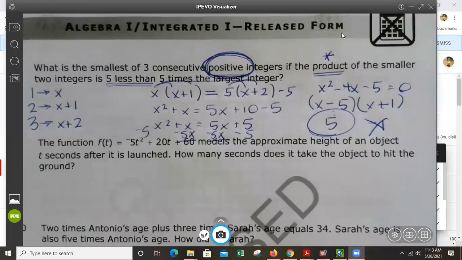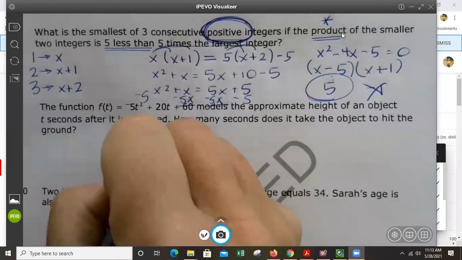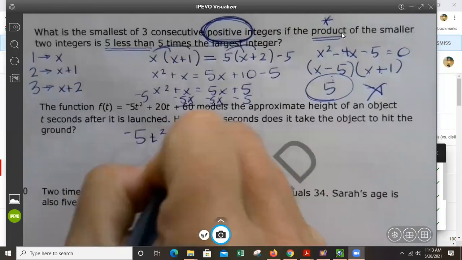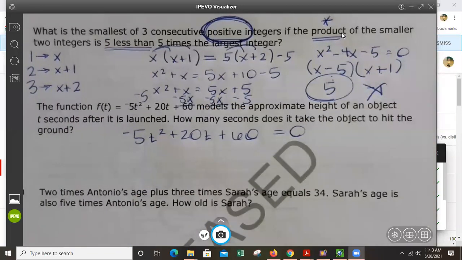All right. The function f of t equals negative 5t squared plus 20t plus 60 models the approximate height of an object after t seconds after its launch. How many seconds does it take the object to hit the ground? So the ground height would be what? If it's on the ground, what's the height? 0. So you're actually taking this and setting it equal to 0. Anytime you have x squared and x, what are we doing? Anytime, yeah, we've got to factor this.